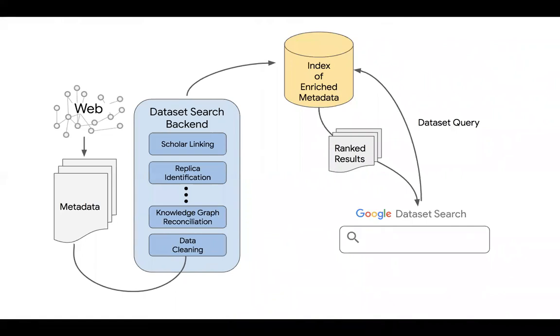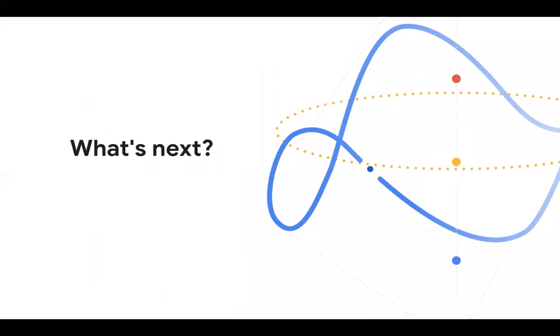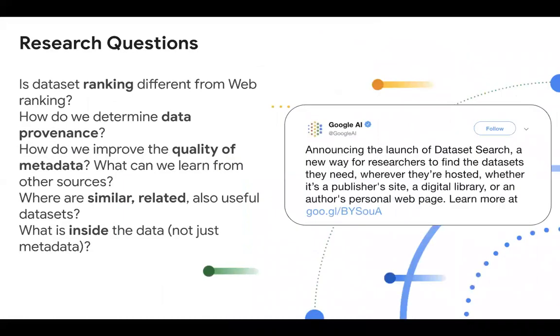We add some additional signals like citations and metadata quality, because in the end we also want a really good user experience. But that's definitely work in progress, and we're hoping that as users begin to use dataset search, we can figure out better ways to rank datasets. And that brings us to all these research questions that we're thinking about and that we can talk about more in the second half of this.